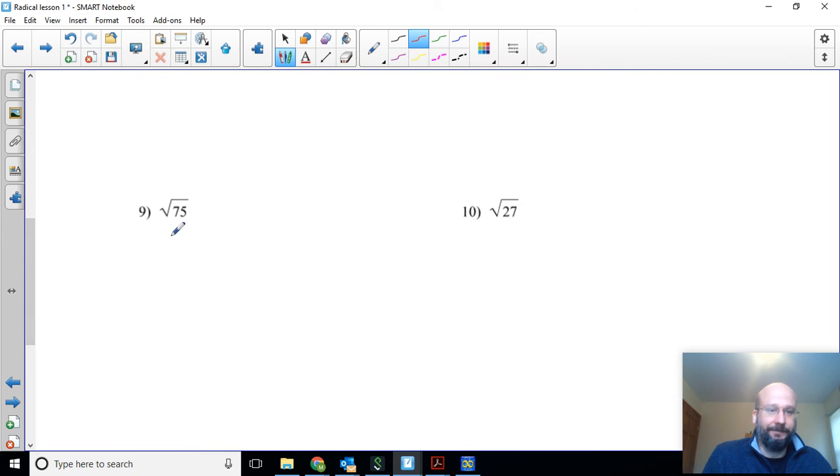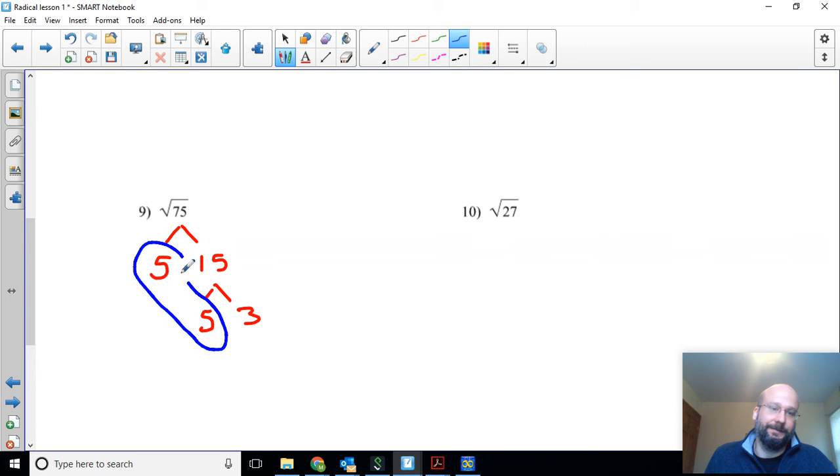All right, 75. What 2 numbers multiply to get 75? I could do 5 and 15. This 5 is prime, so I'm done with 5. And then I have 15 is 5 times 3. And now these are prime. So I'm going to circle these. So I have 1 5 on the outside and a 3 on the inside.